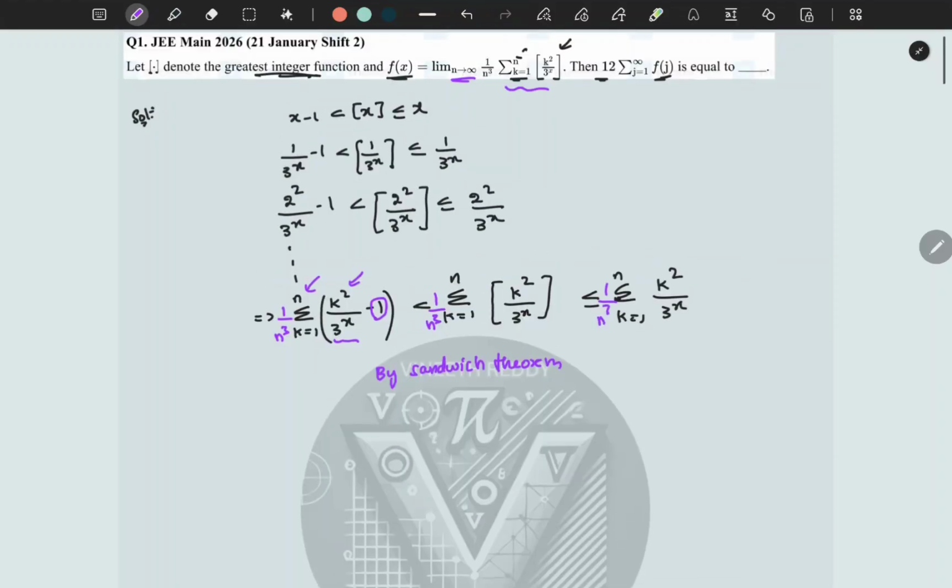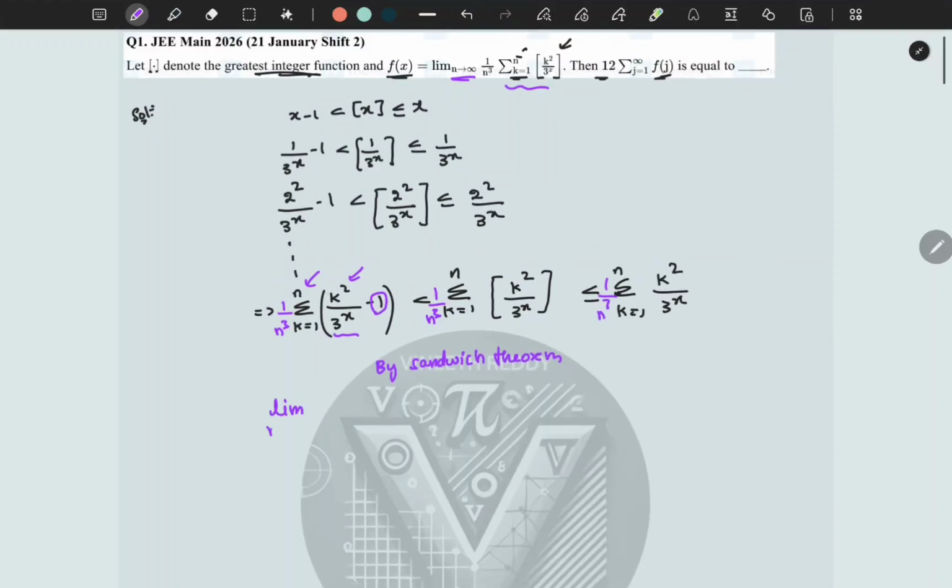we can definitely say that limit n approaches infinity of 1 by n cube sigma k equals 1 to n greatest integer of k square divided by 3 power x will definitely approximate to limit n approaches infinity of 1 by n cube sigma k equals 1 to n k square divided by 3 power x, as the limit is determined by the leading term, right? I hope you understood this, right?